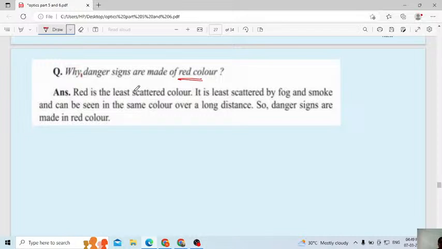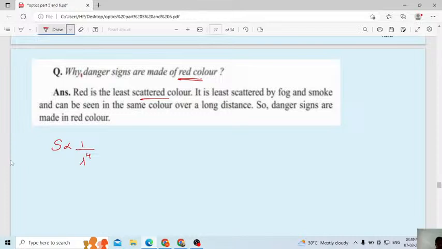Red is the least scattered color, yes, because of the more wavelength, the scattering will be less. You know, scattering is inversely proportional to 1 divided by lambda to the power 4. This is Rayleigh's law, already I explained. Red color has more wavelength, which means the scattering will be less. It is least scattered by fog and smoke, can be seen in the same color over a long distance, so danger signs are made in red color.